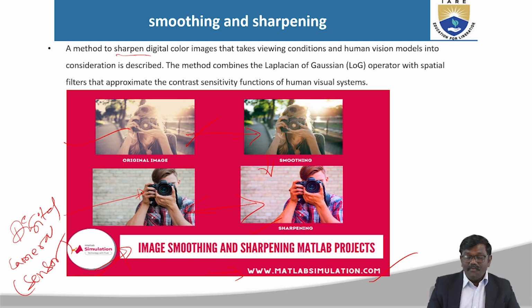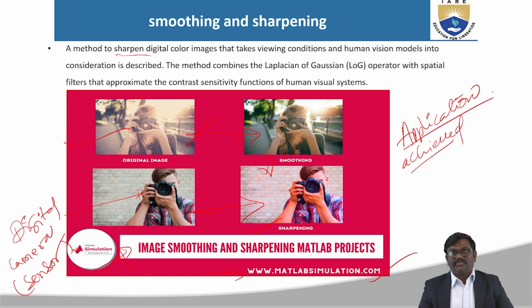Here the sensed image may be considered as the original image, and smoothing may be applied as the pre-processing technique, or if you want, the other one, sharpening. That depends upon your required application achievement. That is what we are going to consider here in terms of smoothing or sharpening application.